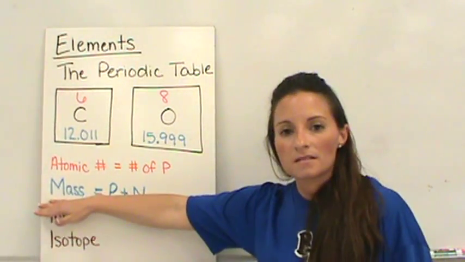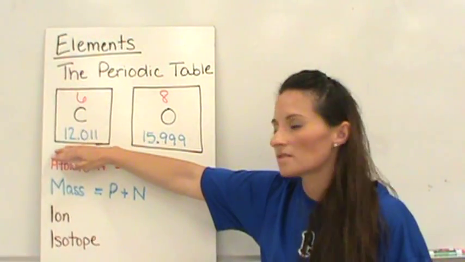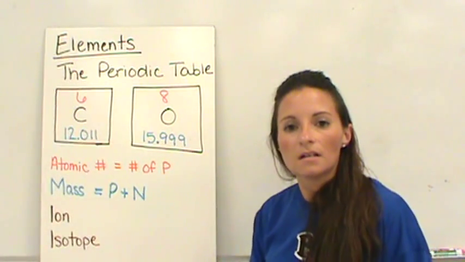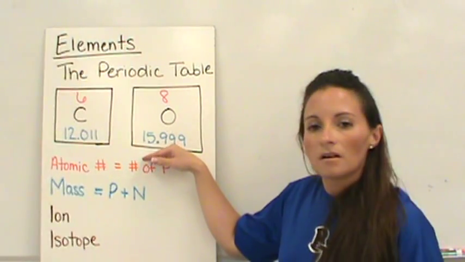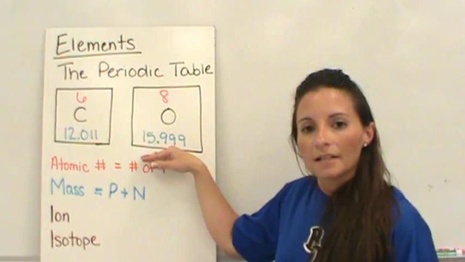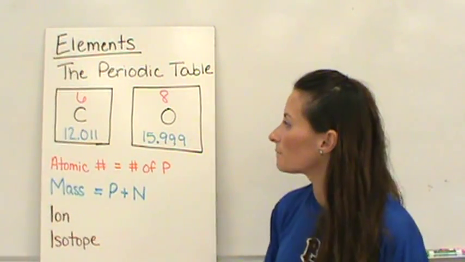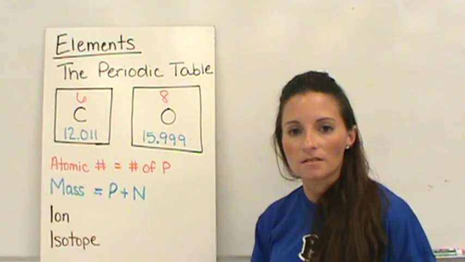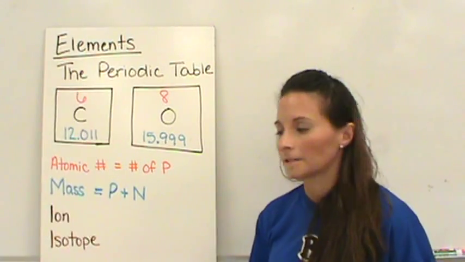There's also a mass number on the periodic table. Carbon has a mass number of 12.011, which would round to 12, and we're going to talk about that rounding in a little bit. And then oxygen has a mass number of 15.999, which rounds to 16, and again we're going to talk about that in just a minute. Okay? This can help us determine how many protons, neutrons, and electrons make up these atoms, which is going to be important when we start talking about bonding.